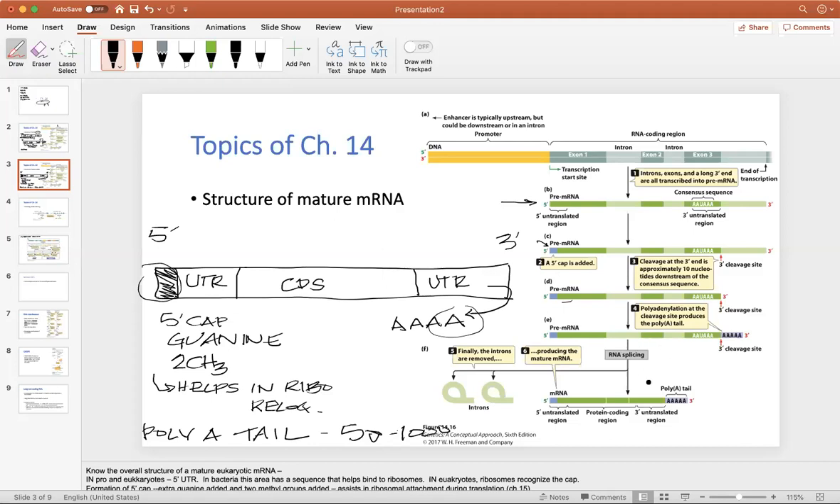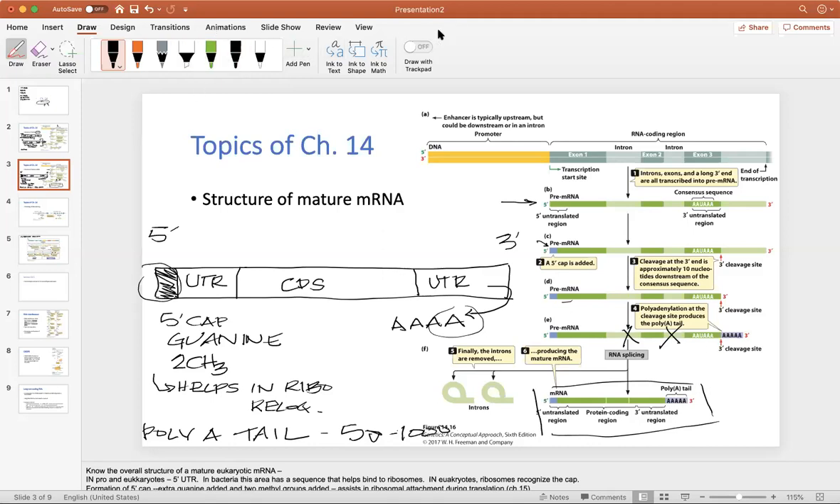The very last step in mRNA processing is getting rid of these introns so that we have a mature mRNA here with a methylated cap, an untranslated region, a protein coding region that does not include our introns, a 3' untranslated region, and a poly A tail. Okay, so let's look at a quick animation of what that looks like.